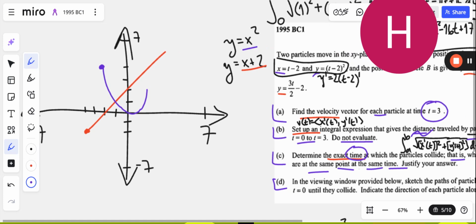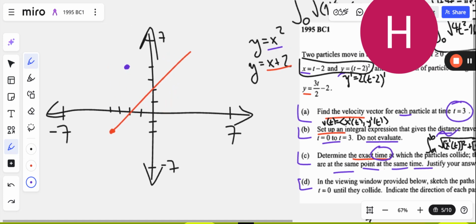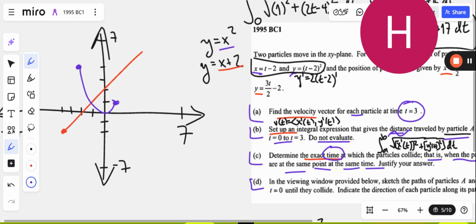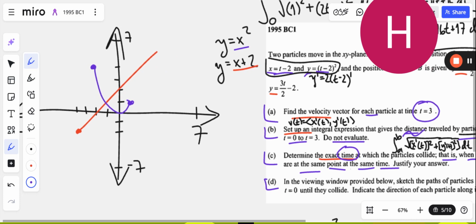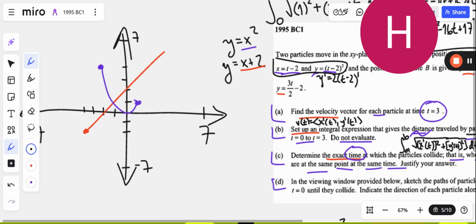Let's see, t equals 3. Actually, I think I went a little bit too far. Because if t equals 3, then we're going to end up at 1, 1. Yep, plug in 3 for t. Get 1, 1. And yeah, they do not collide here. Their paths cross, but they don't collide in time.